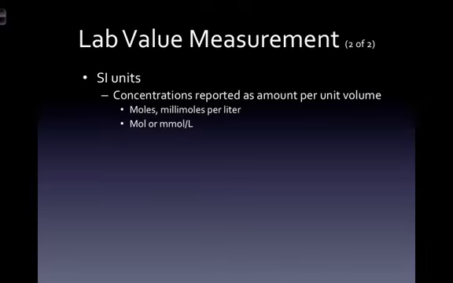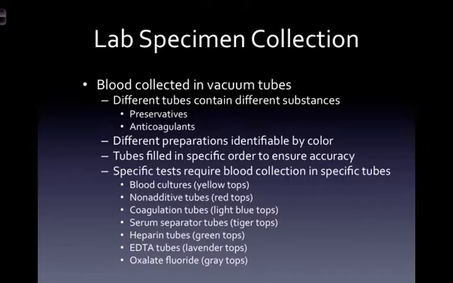However, if it's rerun at that hospital, it will still be low. Their lab referencing may be different, but their test results should be the same. Lab specimen collection. Blood is essentially collected in vacuum tubes or vacutainers.